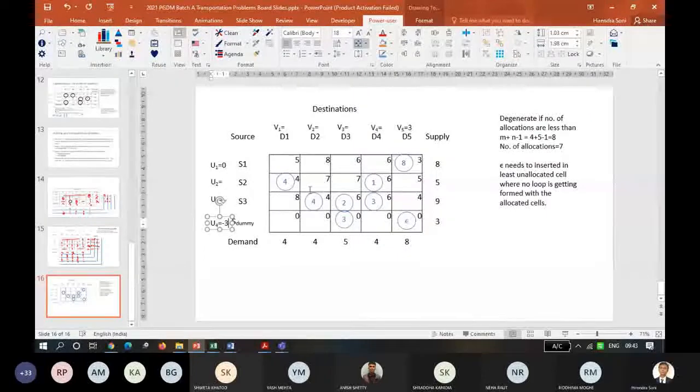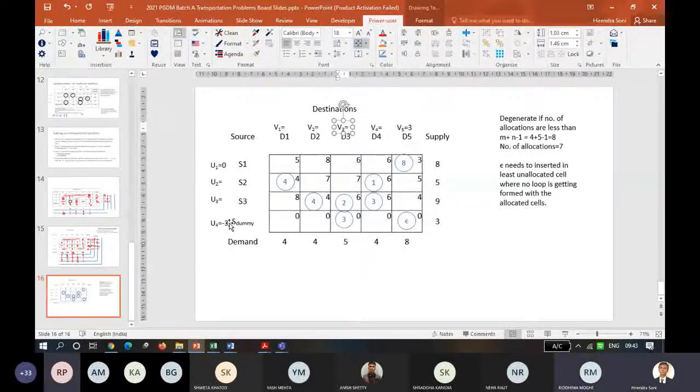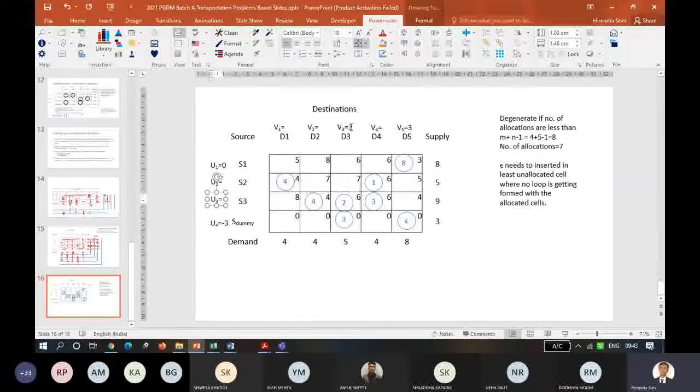Now, what would be the value for V3? We can calculate V3 now, correct? So 0 minus of -3 would be how much? 3. Now since I have got V3, can I calculate U3? Yes, sir. How much will it be? 6 minus 3, which is 3.